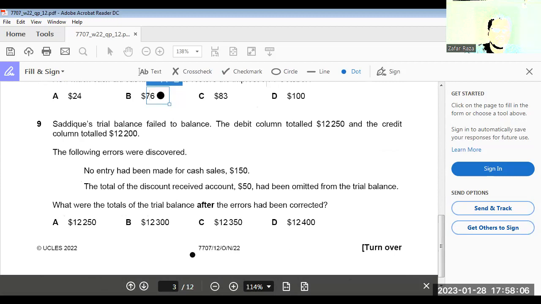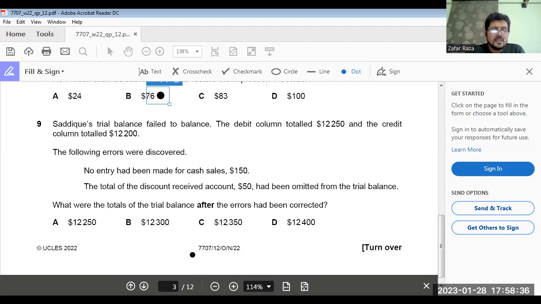Sadiq's trial balance failed to balance. The debit column total is 12,250 and the credit column total is 12,200. The following errors were discovered. No entry had been made for cash sale 150. The total of discount received account $50 had been omitted from the trial balance. What were the totals of the trial balance after the errors had been corrected? Okay.